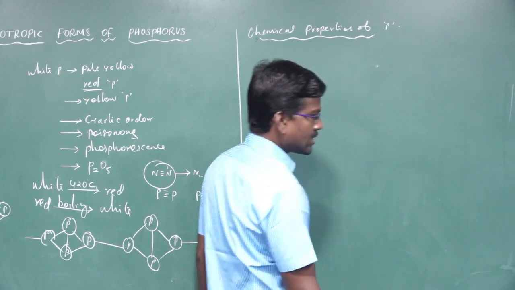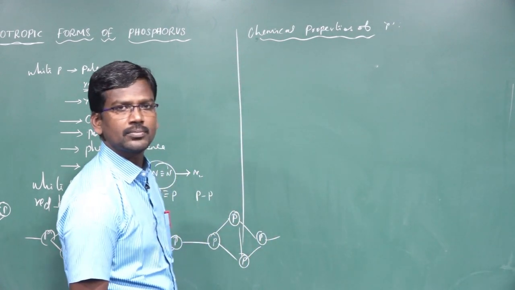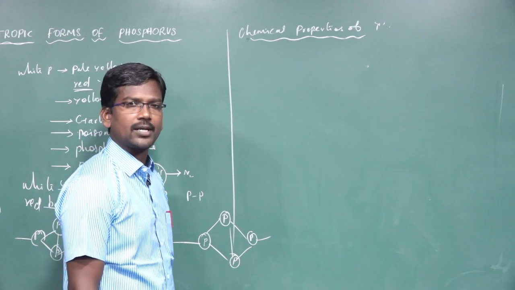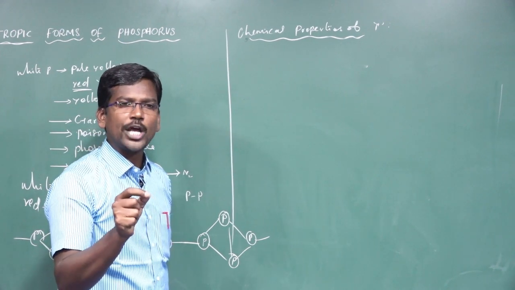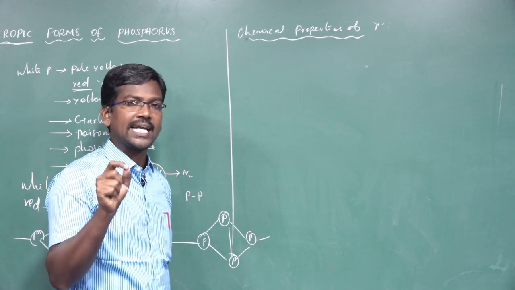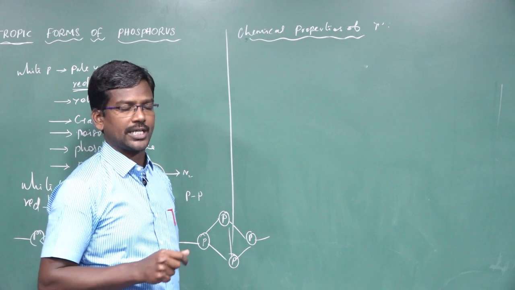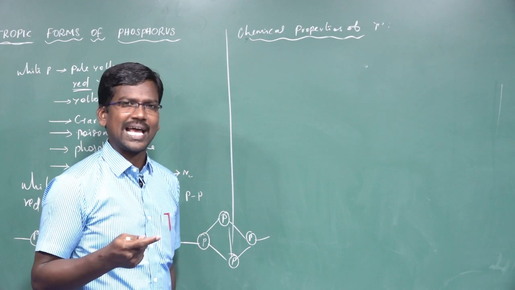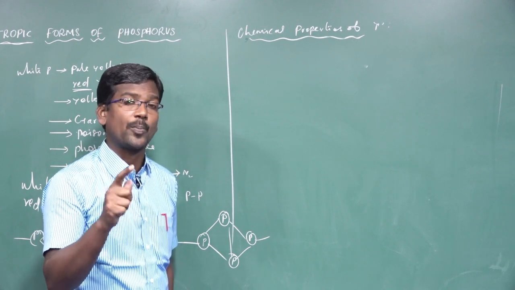Yellow phosphorus readily catches fire in the presence of air to produce dense white fumes of phosphorus pentoxide only. Red phosphorus does not easily react with air; it only reacts with air upon heating.